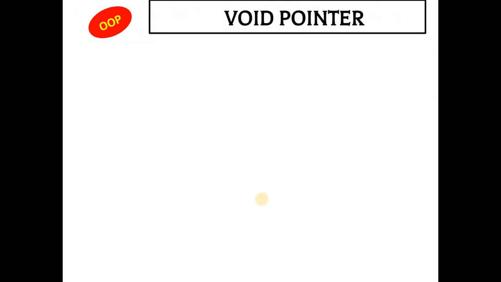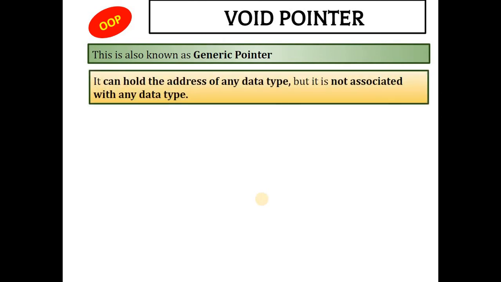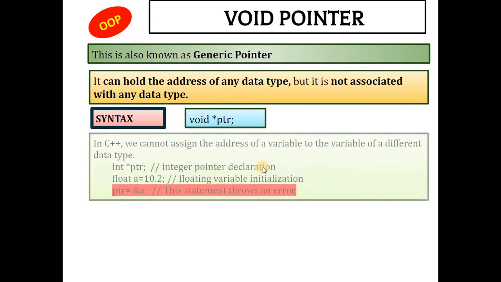Next, the void pointer. If a pointer doesn't point to any memory address or any location, this is known as a void pointer, which is also known as a generic pointer. It can hold the address of any data type and it is not associated with any of the data types. So a void pointer can point to an integer variable, a float variable, and a character variable. That is why it is known as a generic pointer. We write it as void asterisk ptr.